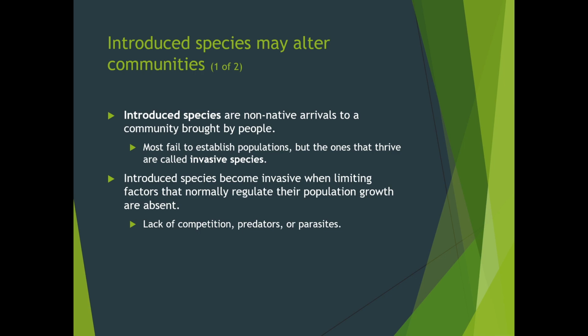The introduction of species or non-native arrivals to a community brought by people is probably one of the biggest mistakes we've had. Not all are bad, but most fail to establish populations, but the ones that thrive are called invasive species. An introduced species becomes invasive when limiting factors that normally regulate the population growth are absent. So there's no competition, predators and parasites, and those animals are able to just take off and do what they need to do.